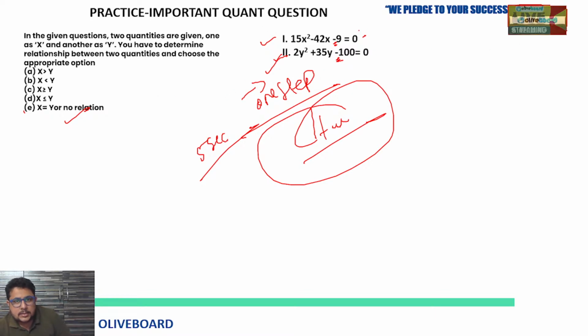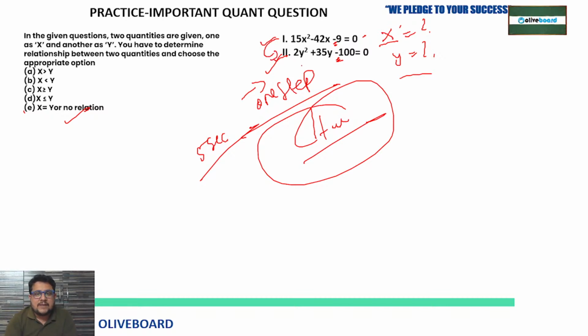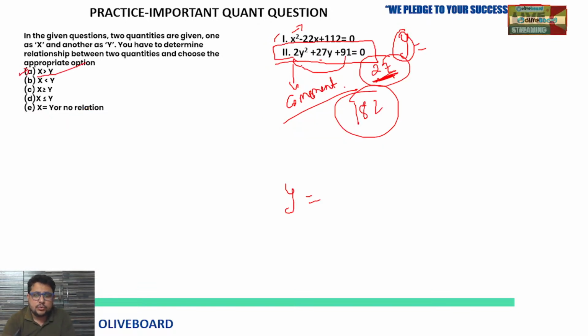Now, this is homework for you. You have to find out the roots of x and y from these equations, and just comment the values of x and values of y in the comment box. The answer, you know, that is going to be no relation. So here I am going to tell you the values of y.